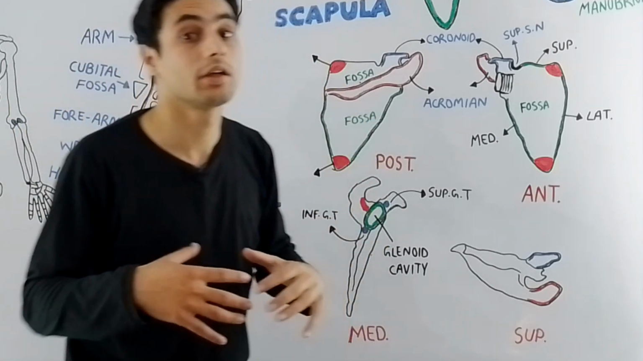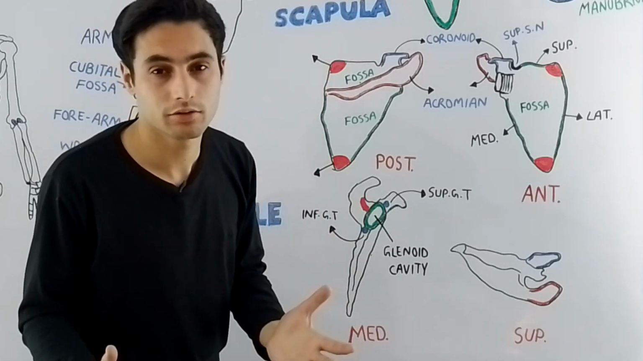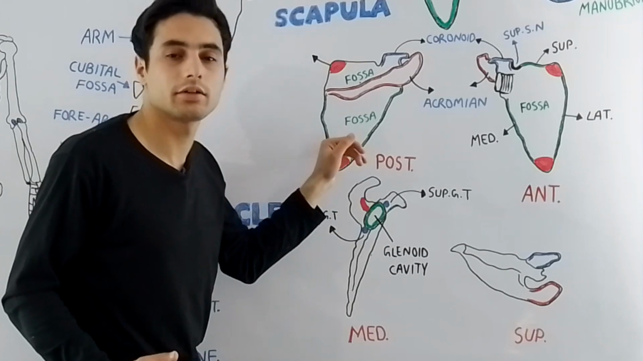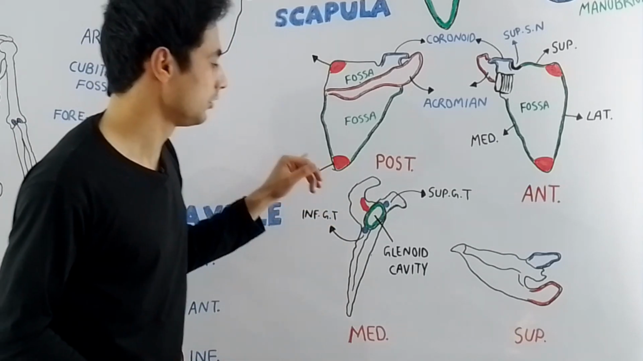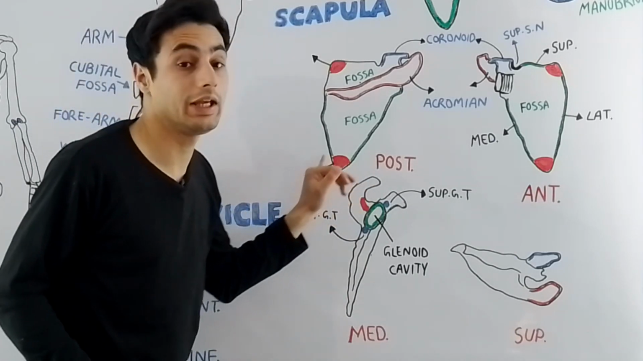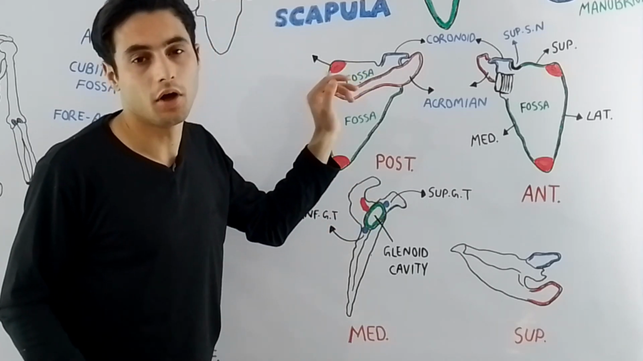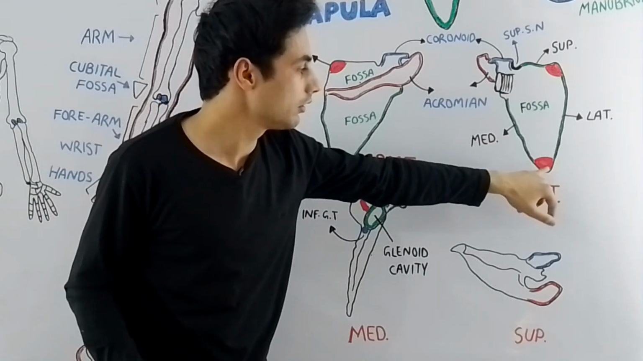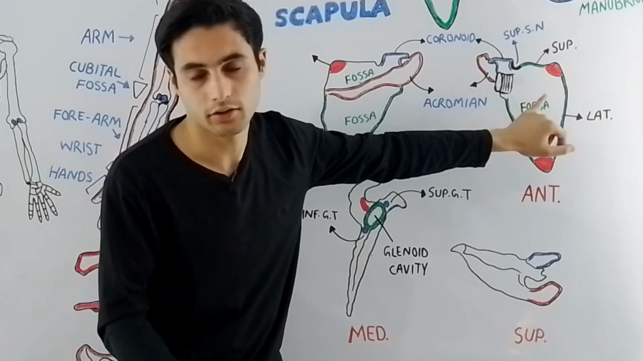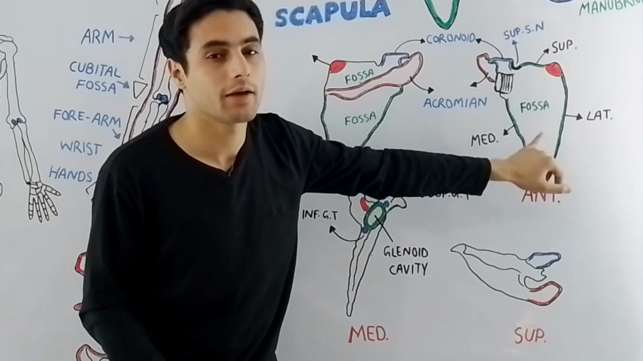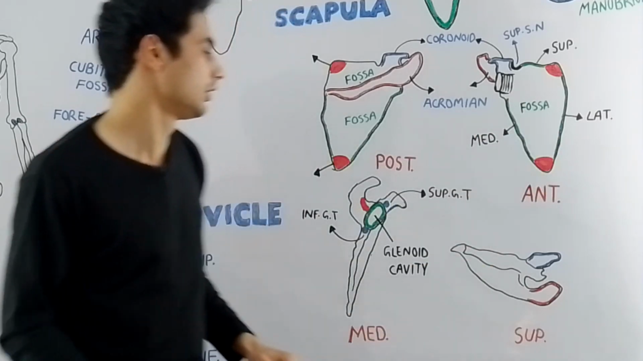Now these fossa will contain muscle. The supraspinous fossa will contain the supraspinatus muscle, and the infraspinous fossa will contain the infraspinatus muscle. Now have a look at the angles. This is the inferior angle of the scapula and this is the superior angle of the scapula. The inferior angle and the superior angle. And this fossa which is present on the anterior side is the subscapular fossa, and it will contain the subscapularis muscle.